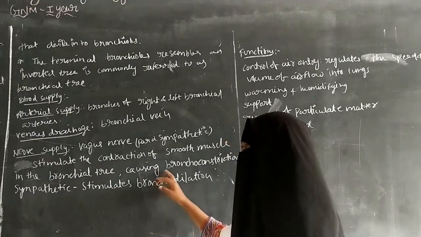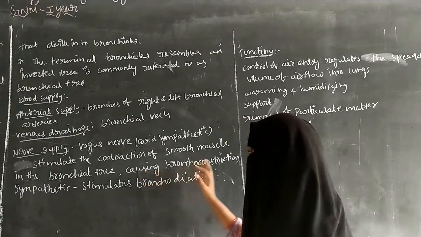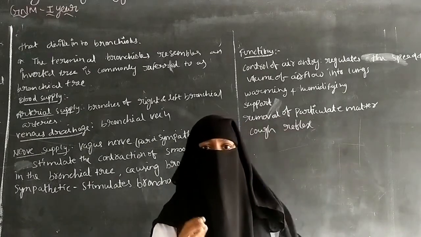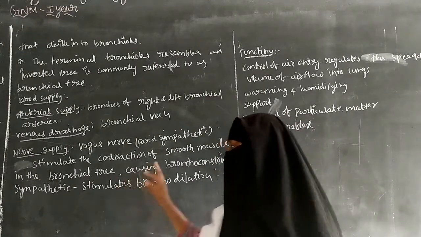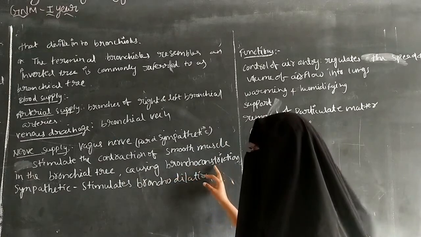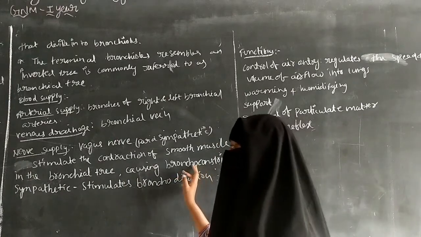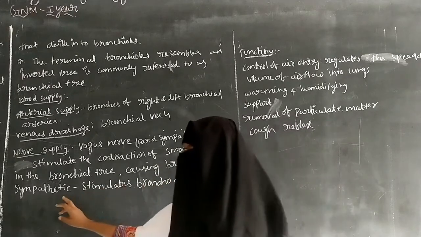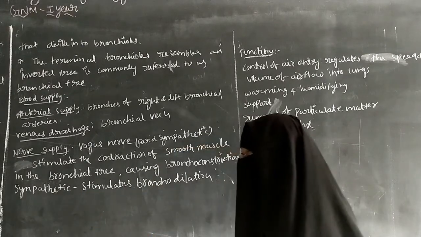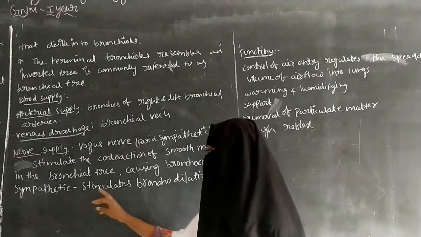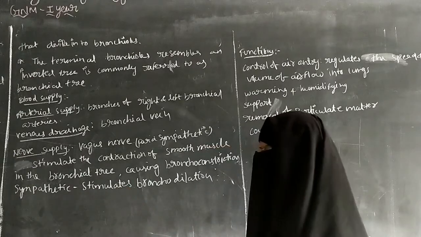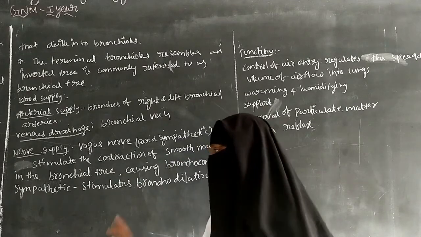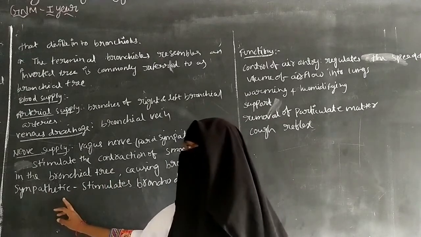So it is causing bronchial constriction. Because of the contraction of the smooth muscles in the bronchial tree, it causes bronchoconstriction. This is done by the parasympathetic nervous system. The sympathetic nervous system stimulates bronchodilation. The dilation of the bronchus is done by the sympathetic nervous system.